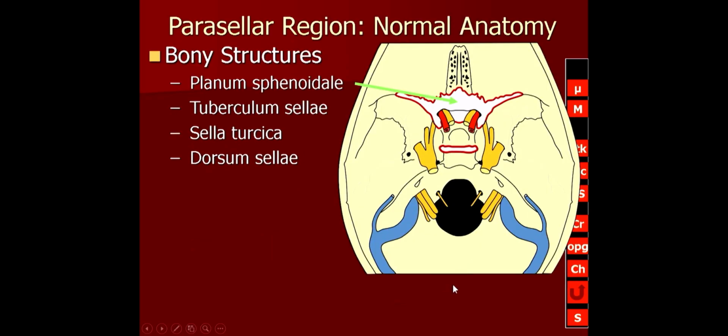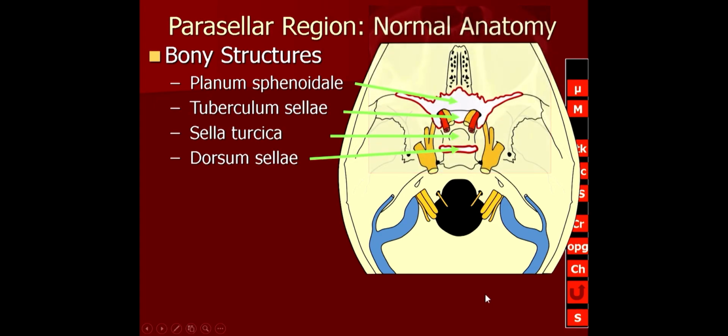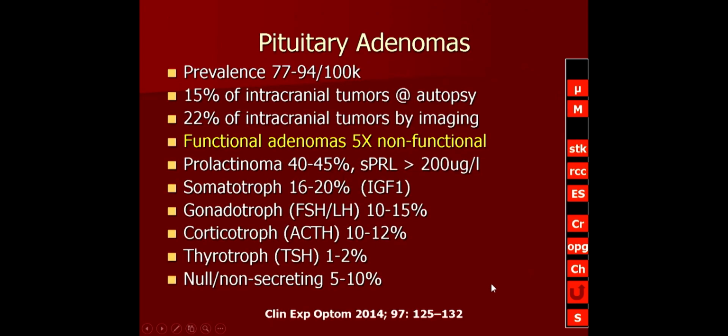The bony structures: the planum sphenoidale, the tuberculum sella, the sella turcica, the Turkish saddle holding the pituitary because it has that dural sling between the anterior and posterior clinoid processes, and the dorsum sella. And that looks very much like what we see on imaging when we do a bone window on a CT scan, exactly the same landmarks there. And again, these drawings should be in your handout.